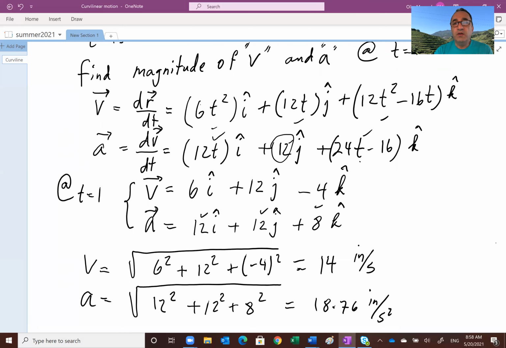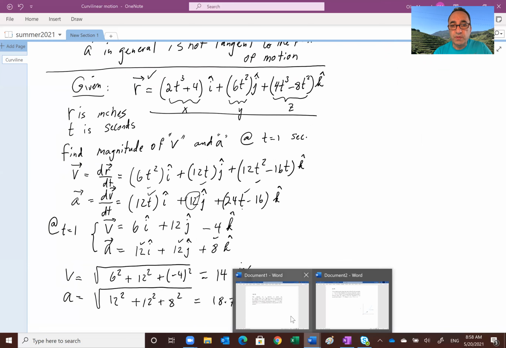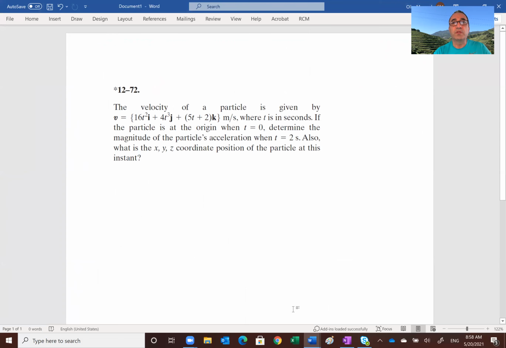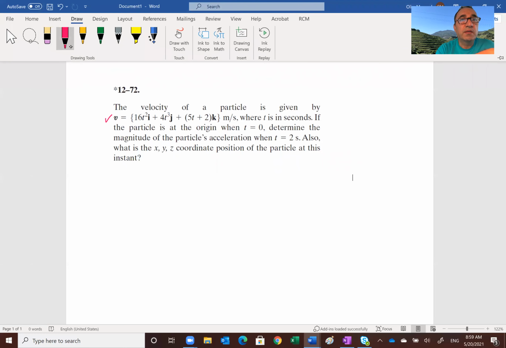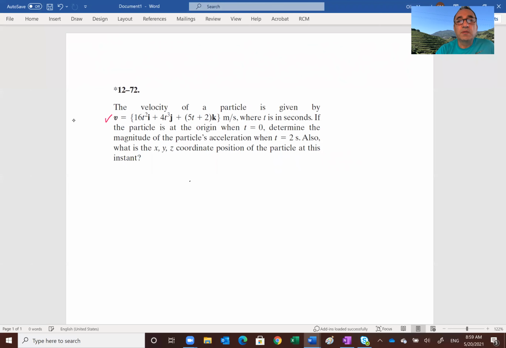All right, so I was thinking of problem 12-72, and I have actually problem 12-72 here for you, so we can use this. It says the velocity of a particle is given by this velocity vector right here, in meters per second. So now velocity is given, which is okay. Remember, if you integrate velocity, you get position. If you differentiate velocity, you get acceleration, where t is in seconds.